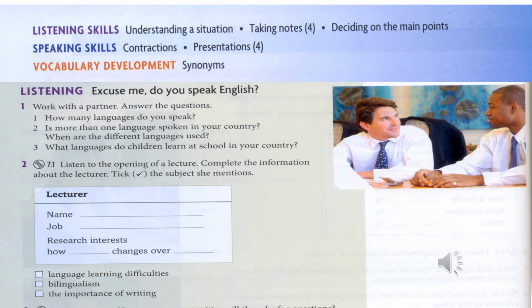We have a card here, lecturer. You have to tell me the name, the job, and the research interest: how what changes over what. When you finish the card, you have to go to the points below and take the suitable answer. Is he going to talk about language learning difficulties, bilingualism, or the importance of writing? Listen now, do your answers, then we will check the answers together.